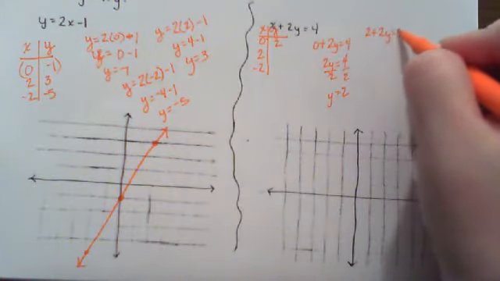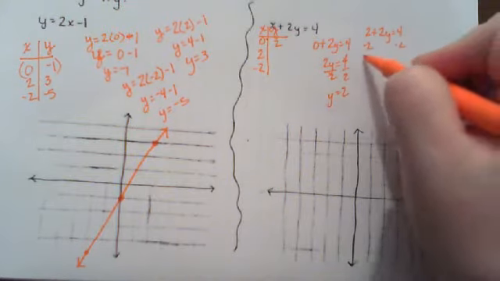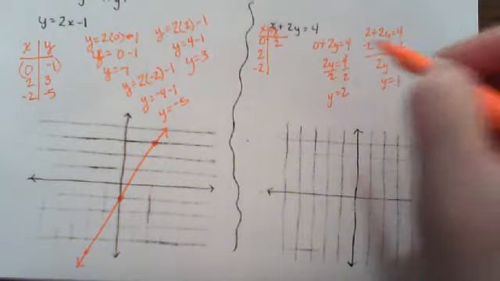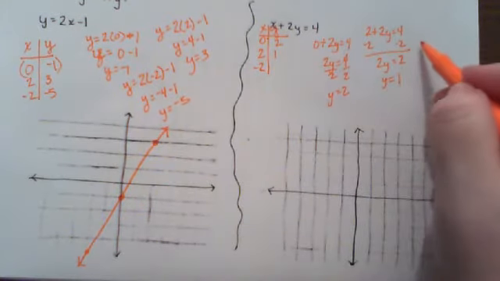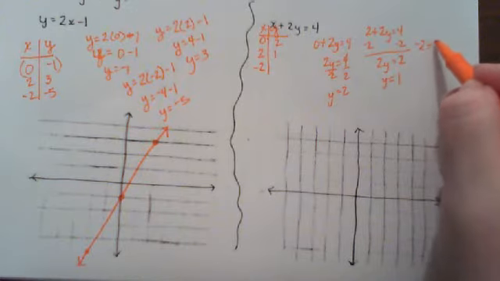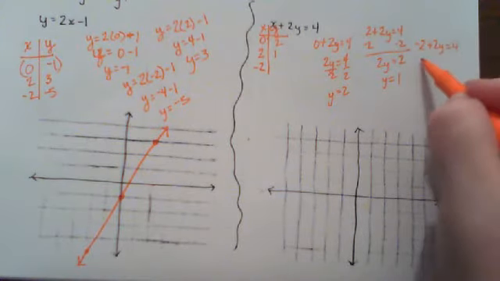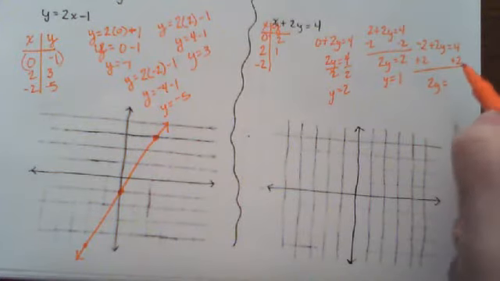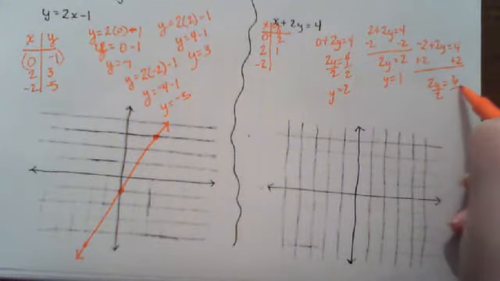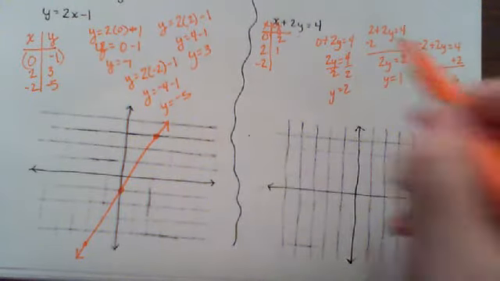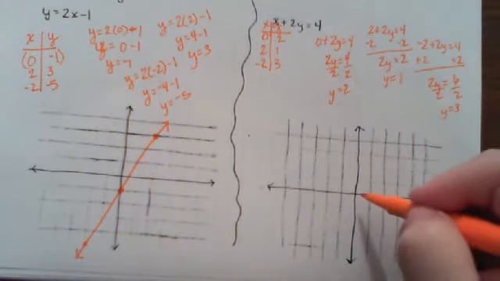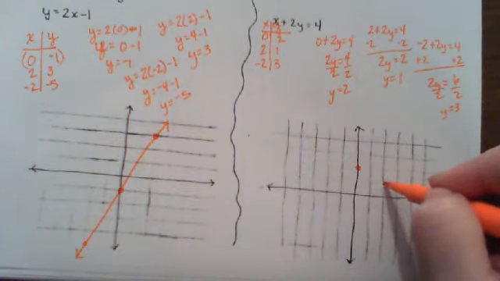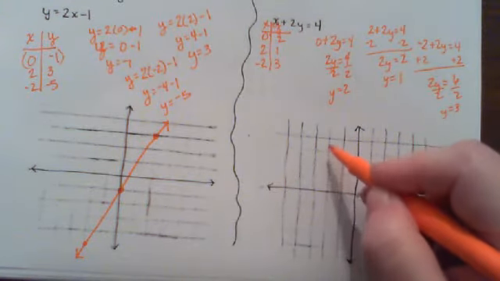2 plus 2y is equal to 4. So 2y is equal to 2, y is equal to 1. So negative 2 plus 2y is equal to 4. 2y is equal to 6. Divided by 2, y is equal to 3. So the points are 0, 2; 2, 1; negative 2, 3.